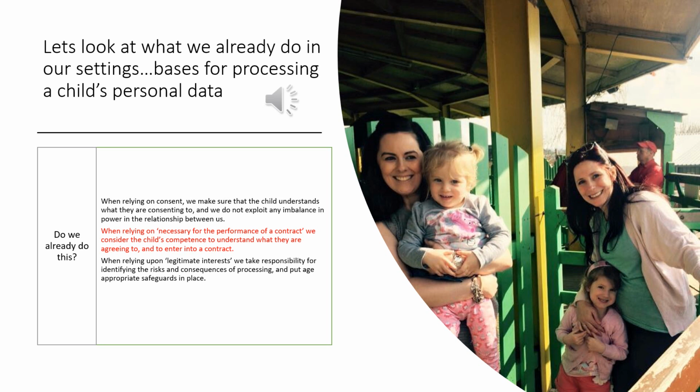So, do we, when relying on consent, make sure that the child understands what they are consenting to? And do we not exploit any imbalance in power in the relationship between us? Let's think about that for a second. When relying on necessary for the performance of contract, do we consider the child's competence to understand what they are agreeing to when entering into that contract?